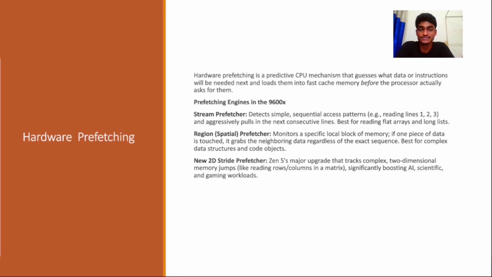The first one is the stream prefetcher. The stream prefetcher is used to identify sequential access patterns. Let's say in the case of arrays, the data is most likely to be accessed in the future, so we bring the subsequent elements of the array before they are demanded.